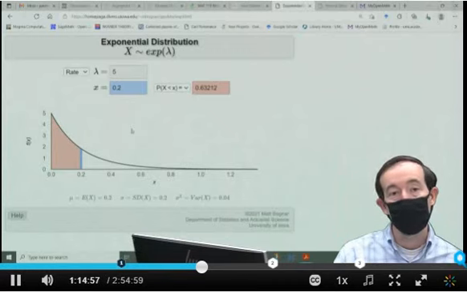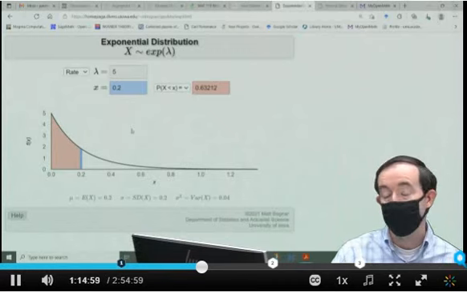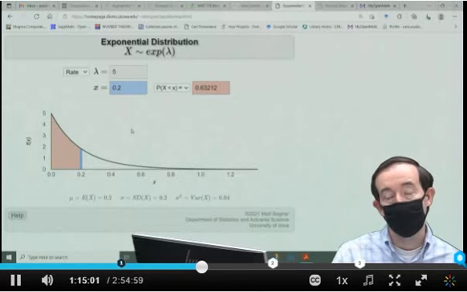So the calculator will be more accurate, will be faster, and as long as you understand what's happening behind the scenes, it's perfectly fine to let the calculator do the legwork.